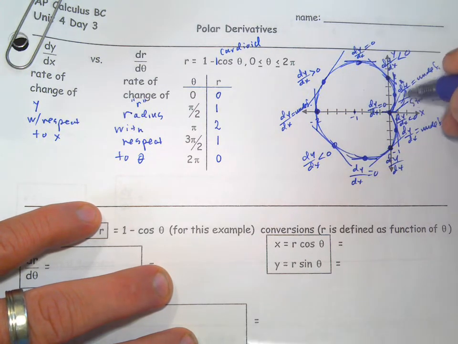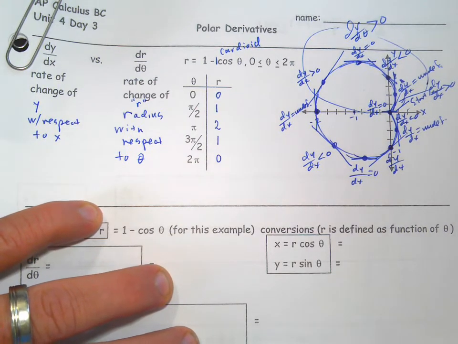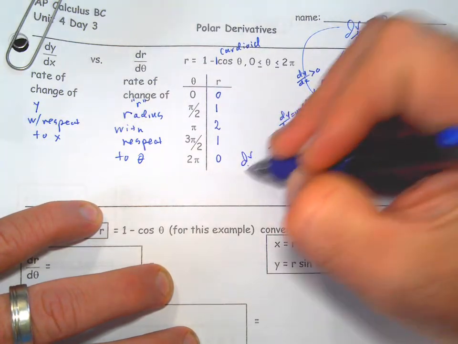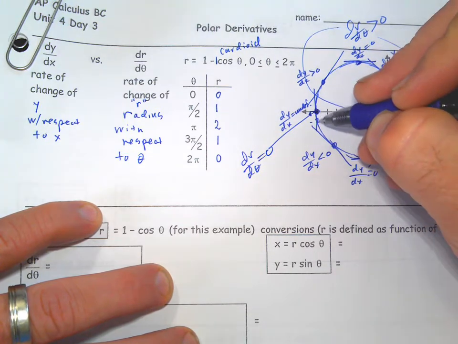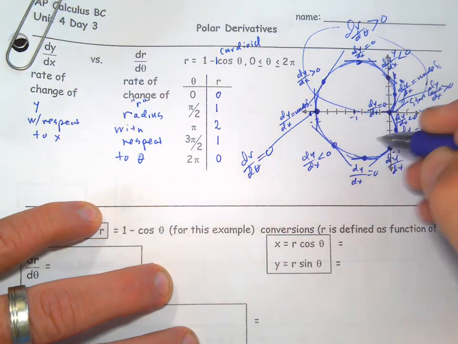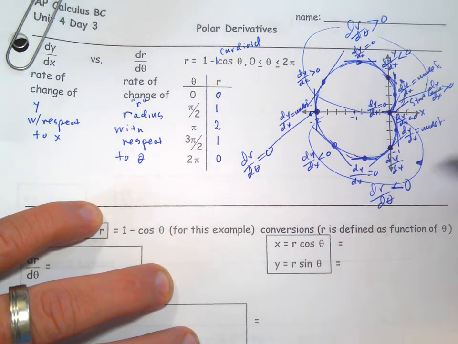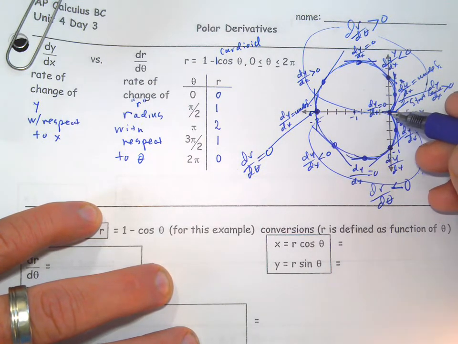So this whole chunk right here, dr d theta is positive. And at this point right here, where dy dx is undefined, dr d theta equals 0, because this is the point where the radius now starts to get smaller. So for this whole chunk, dr d theta is negative because the radius is getting smaller and smaller and closer to the pole as theta gets to 0.